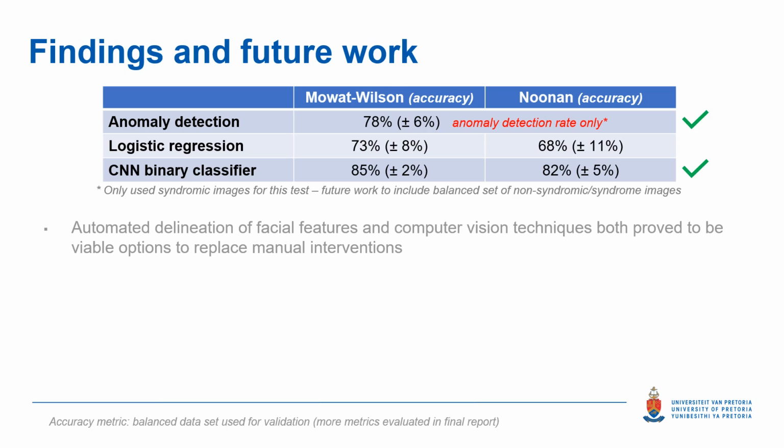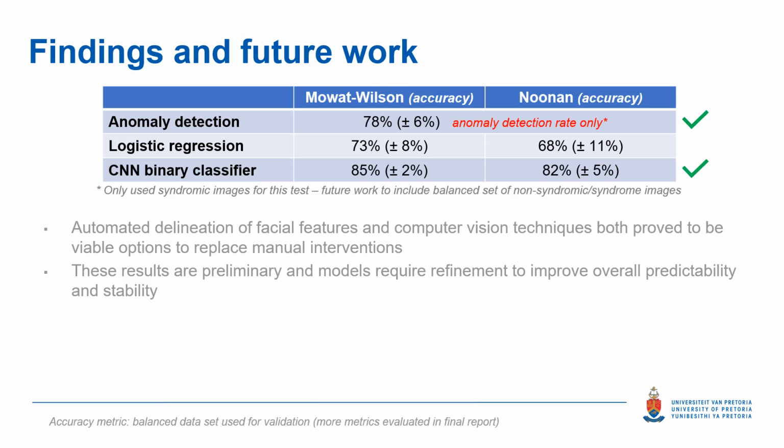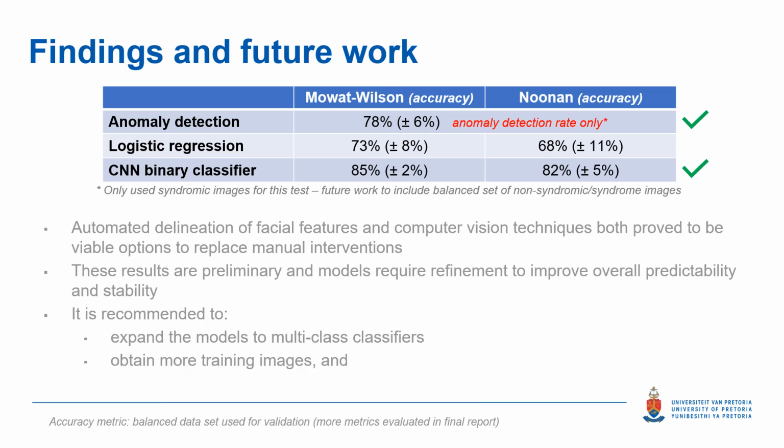These results are preliminary and models require refinement to improve overall predictability and stability. It is recommended to expand the models to multi-class classifiers, to obtain more training images, and to understand and solve the face detection problem on African images.